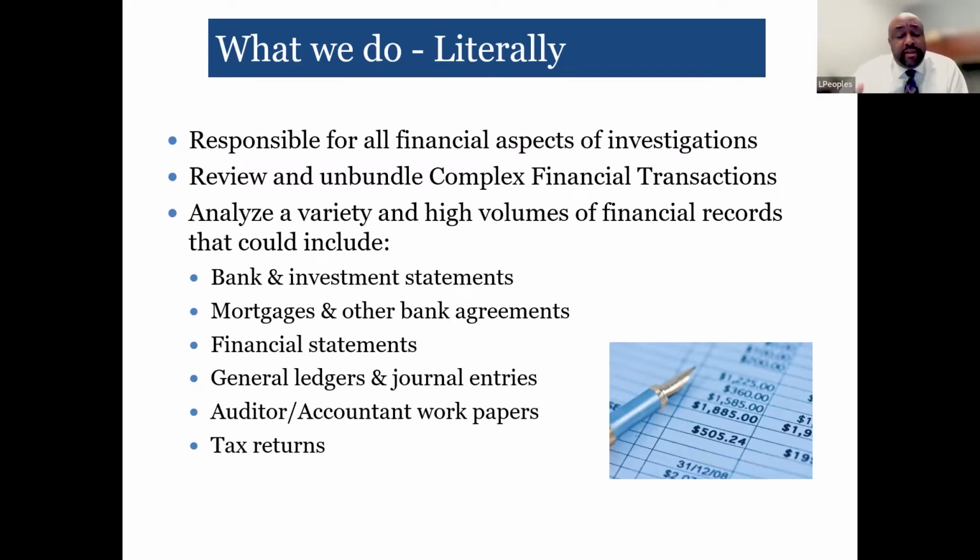Financial statements, whether compiled, reviewed, or audited, or 10-K in a public company, we're reviewing those too, again, to see if there's any criminal intent or activity that we need to make sure we include in our reports. We'll review general ledgers, journal entries made by companies to see if they're hiding anything in those books and records. We'll review auditors' and accountants' work papers to make sure that they haven't discovered anything that needs to be uncovered and reported. And finally, tax returns.